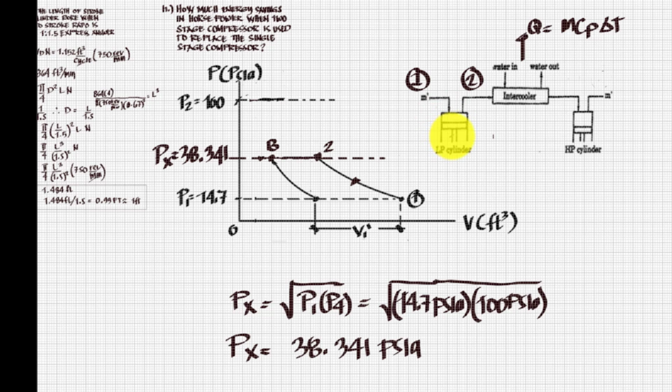Usually, if you're going to compress in the high pressure cylinder and low pressure cylinder, the gas will gain heat, and it is passed through the intercooler. So it is cooled with the circulated water.